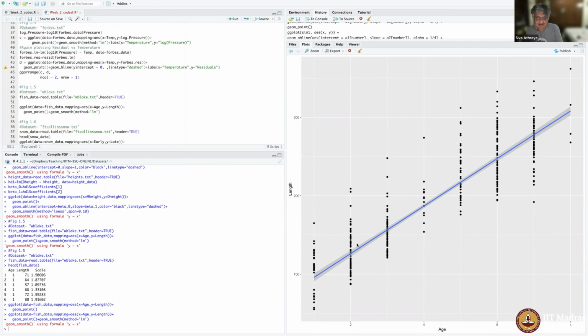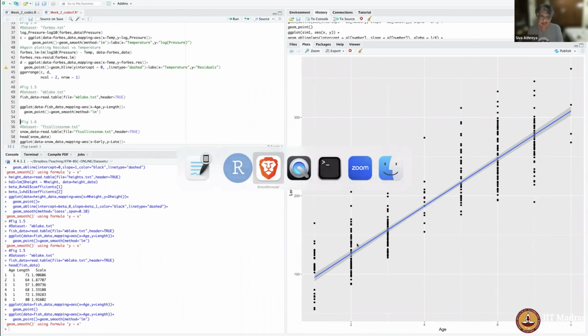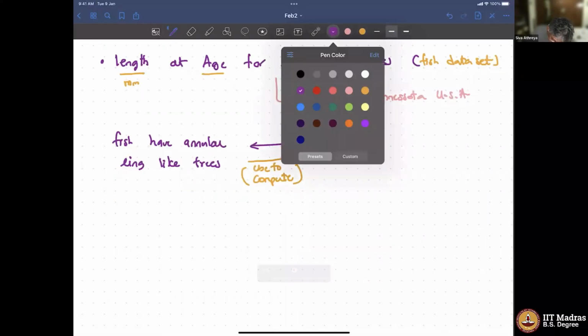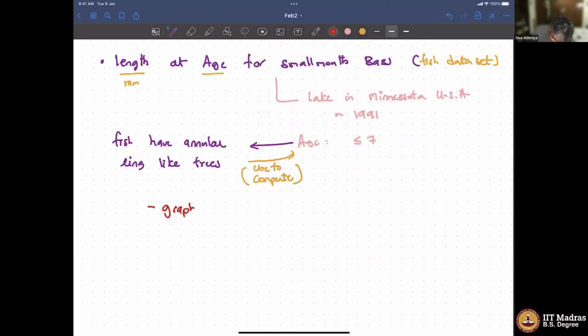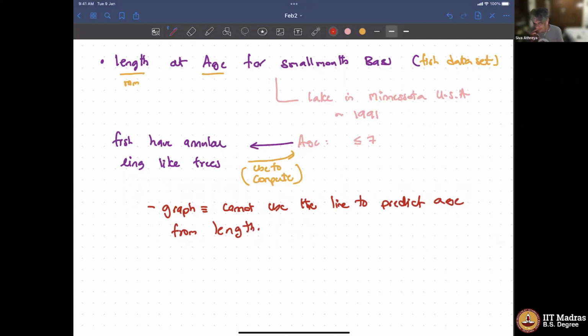One should come up with a mechanism by which to say that the linear model is not so correct. One can easily observe from the graph that you cannot use the line to predict age from length. That's something we can observe from this.